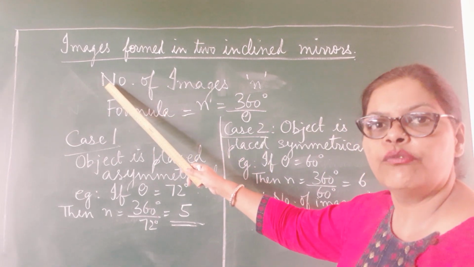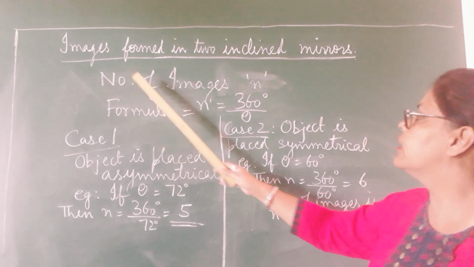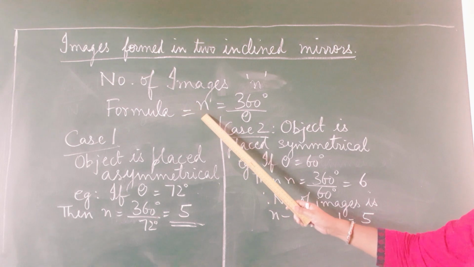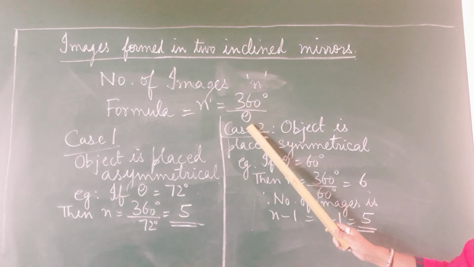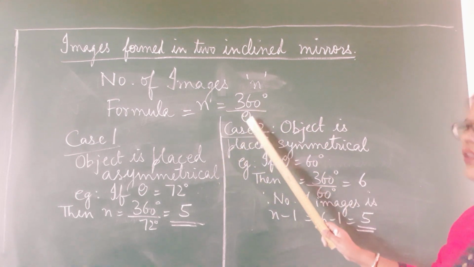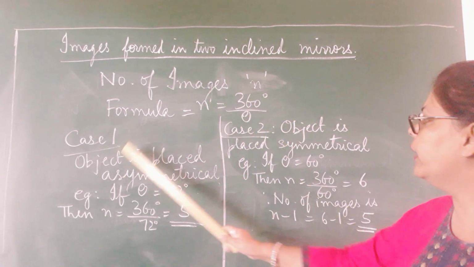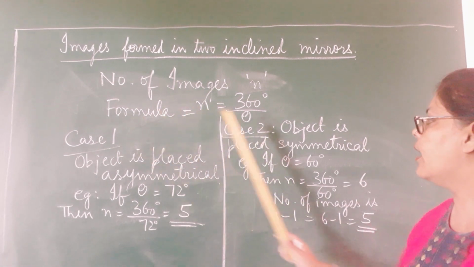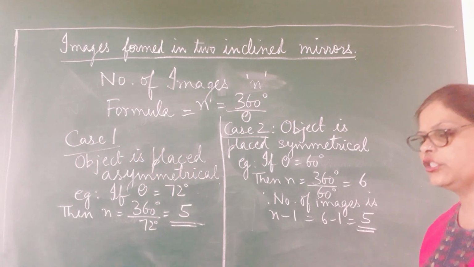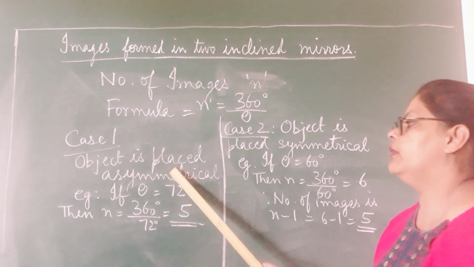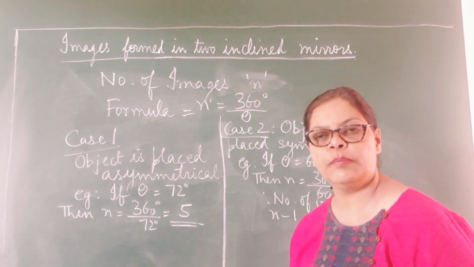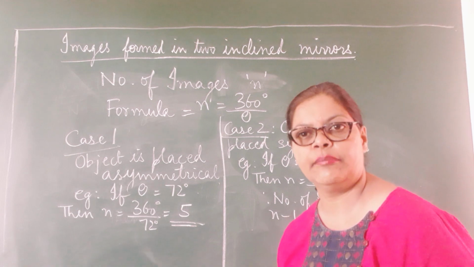What is the formula to find out the number of images children? The formula is: number of images is denoted by small n, and the formula is n is equal to 360 upon theta, where theta refers to the angle between the two mirrors. It has the following two cases, case 1 and case 2. In case 1, the object which is placed in between the two plane mirrors is placed asymmetrically. How do we come to know whether the object is placed symmetrically or asymmetrically? Let me tell you that.